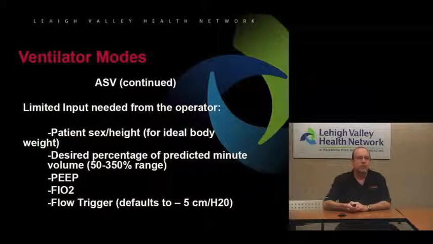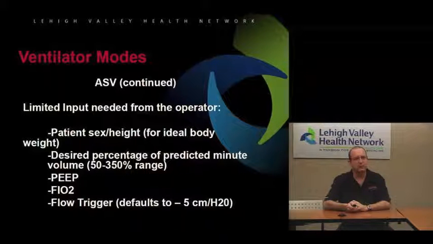A little bit more about the ASV, just so you're familiar with it. If you do get these patients with it, they base their settings on the patient's sex and height, which gives you your ideal body weight, which the machine figures out. And then the big thing with the ASV mode is you're looking for your desired percentage of predicted minute volume. So if we're picking up a patient from the ICU and it's going back to the LTAC unit, for example, they're already going to be set on a range.